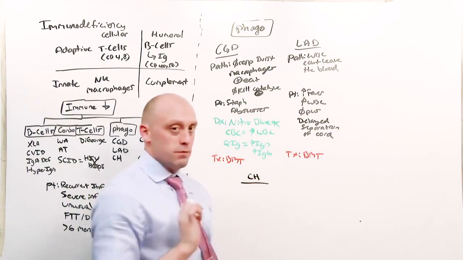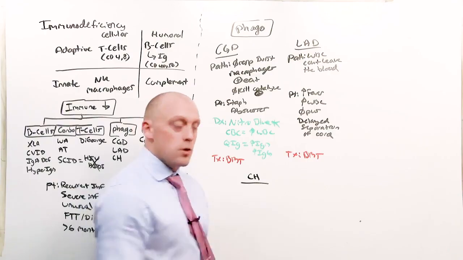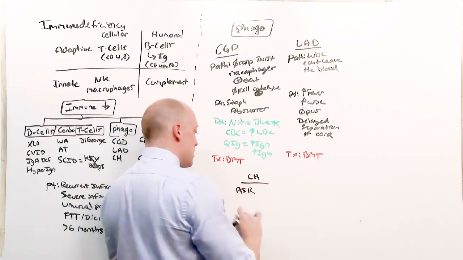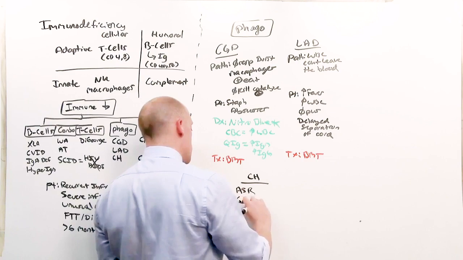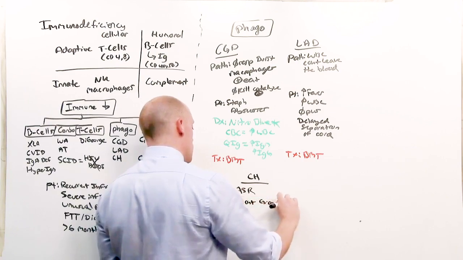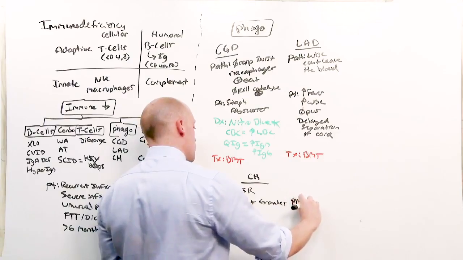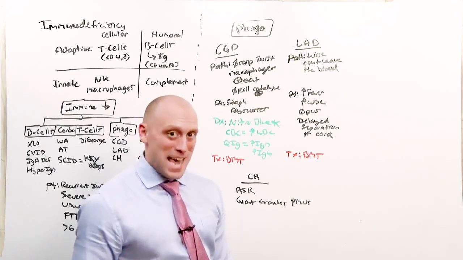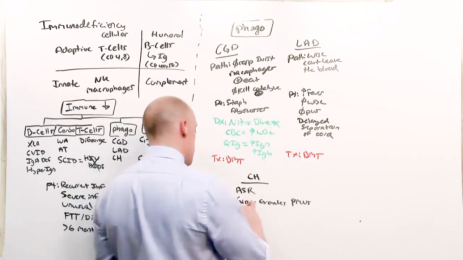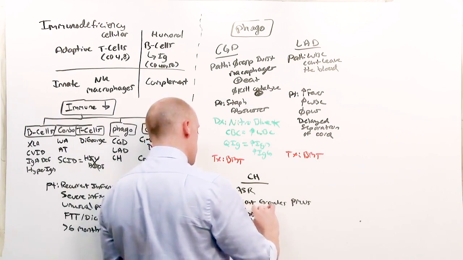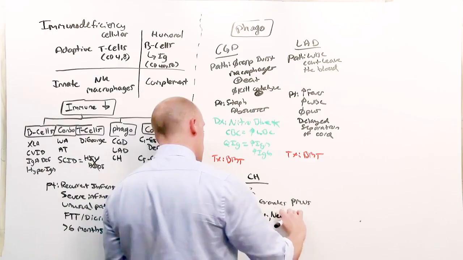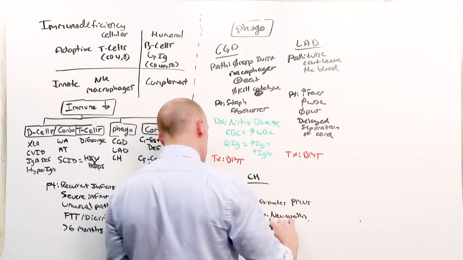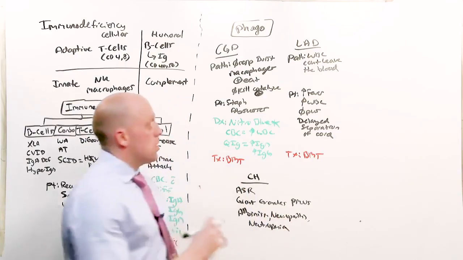I want you to remember very, very few things about this. It's going to be an autosomal recessive disease. If you identify the words giant granules in neutrophils, you have your answer. That's your diagnosis. Also know that it can be associated with albinism, neuropathy, and neutropenia. That's it for the phagocytes.